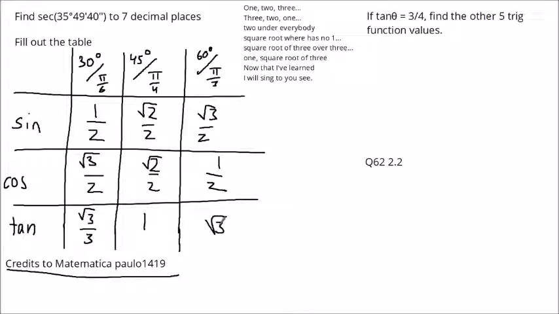Now that I've learned, I will sing to you, see. Okay, so we'll do it again. 1, 2, 3, 3, 2, 1, 2, under everybody. Square root, where it has no 1. Square root of 3 over 3. 1 square root of 3. Now that I've learned, I will sing till you see.